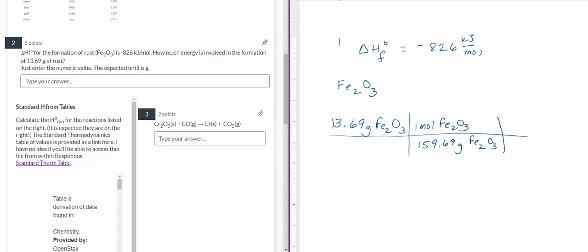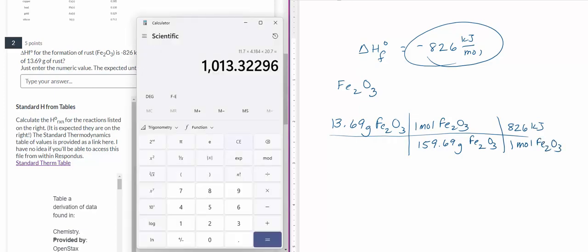Well, we need to use this heat of formation, 826 kilojoules, because kilojoules is what I'm expecting. It says the expected unit is in grams, and that is incorrect. I'll have to get that changed. But that is per 1 mole of Fe2O3. So then to complete this calculation, it's 13.69 times 826 divided by 159.69. So we get 70.81.